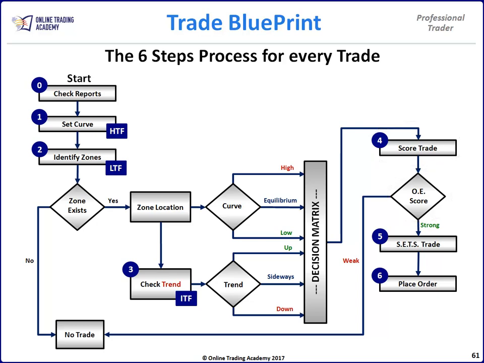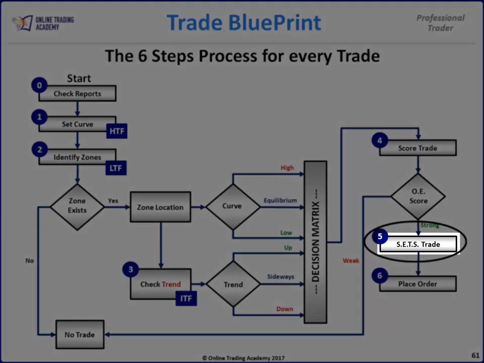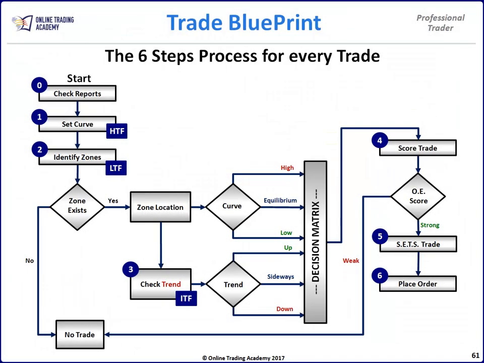If the odds enhancers score is weak, well then we have no trade. We don't want to put our money on the line if we don't have a probable trade setup. If the odds enhancers score is strong, now we're talking. Now we're in business. It's time to determine the 4 key components to ultimately place our order. And we have the SETS acronym for that: our stop, our entry, our target, and our size, our position size. Once we determine those 4 components, now we can go ahead and place the order.